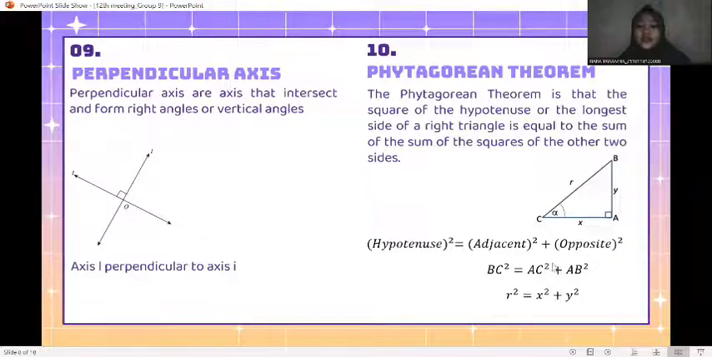So AC squared, or X squared. And the opposite side is AB, or Y. So AB squared, or Y squared. So the Pythagorean theorem is BC squared equals AC squared plus AB squared, or R squared equals X squared plus Y squared. Okay, that is the picture here.